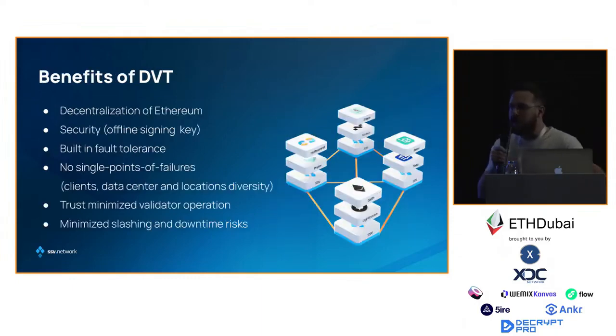With that said, the benefits of DVT are pretty substantial, right? This shift in validator operations significantly increases the liveness and security of the Ethereum network, while also dramatically reducing slashing, downtime, or centralization risk when you compare it to traditional validator setups. And by improving the resiliency of Ethereum validators and the Ethereum consensus layer, we can help make Ethereum a more decentralized and secure network for the rest of us.